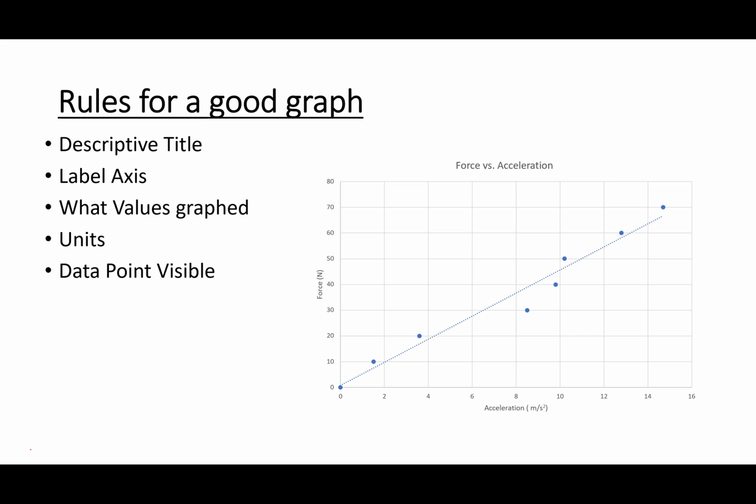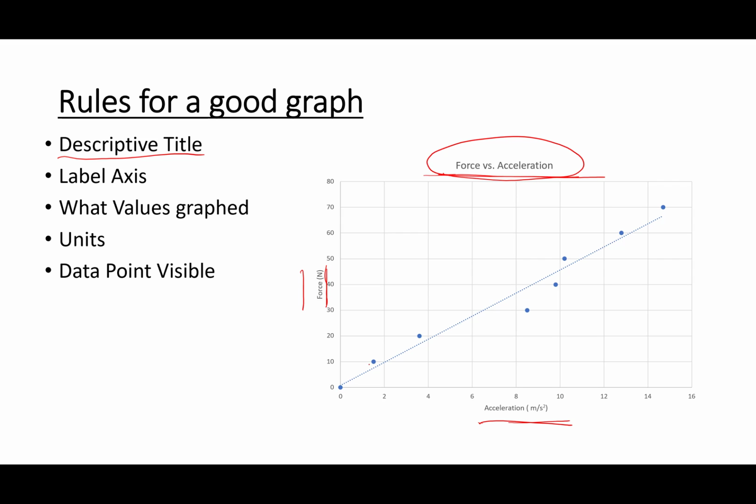Now, when you make a physics graph, there are a few rules. There are things that you need to do. First off, you must have a descriptive title. If you are graphing force versus acceleration, "force versus acceleration" is a fine title for your graph. If you want to have one that is more descriptive of the particular experiment you're doing, that is correct as well. Each axis should be labeled with what you are graphing and units.